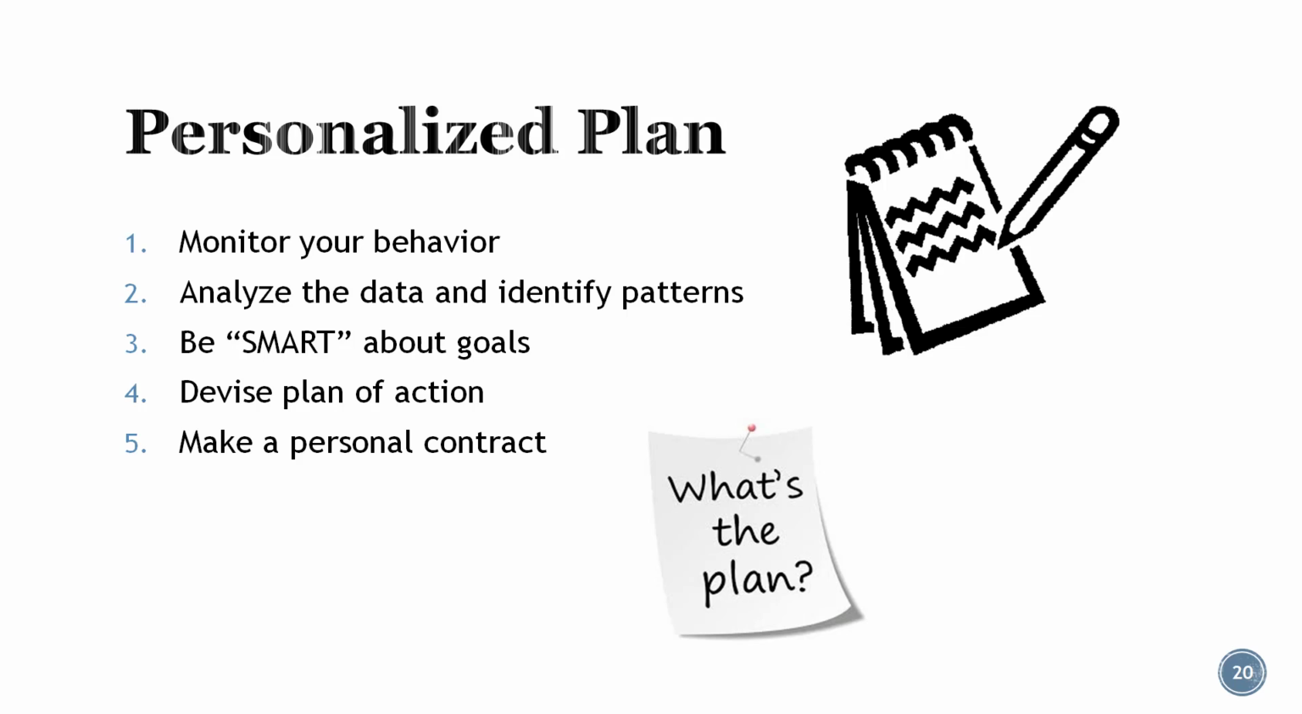Specific is avoiding vague goals like eat more fruits and vegetables. That is not a specific goal. Instead, state your objectives in specific terms, such as eat 2 cups of fruit and 3 cups of vegetables every day.